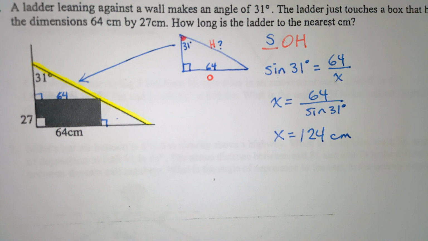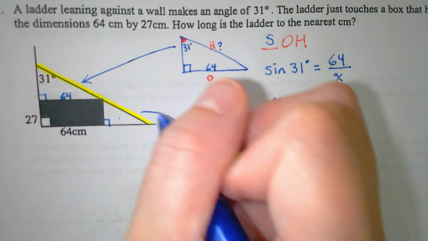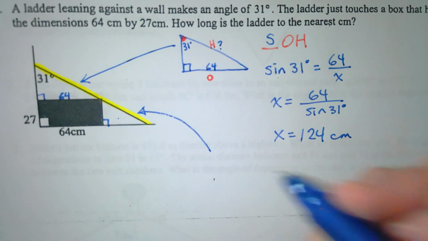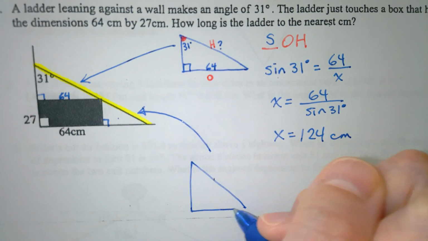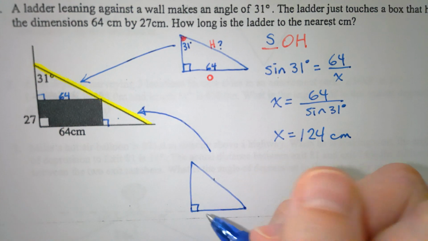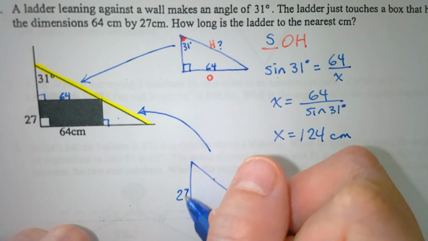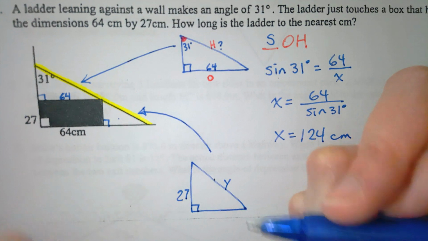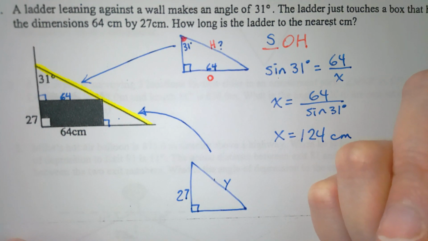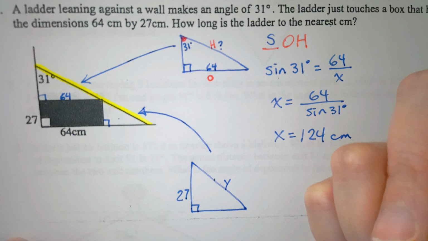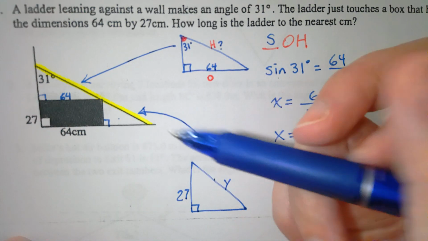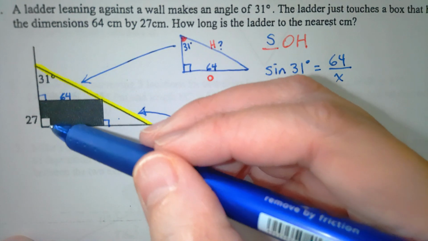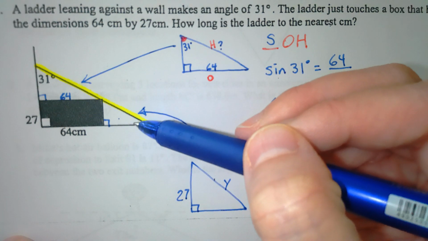Sydney? Yeah, so now I do this triangle right here. Okay, again, a right angle triangle. I know that this side is 27. I'm trying to find this. This is the 31 degree angle. Yeah, I could use this big right angle triangle, 90, 31, so then this is 59.